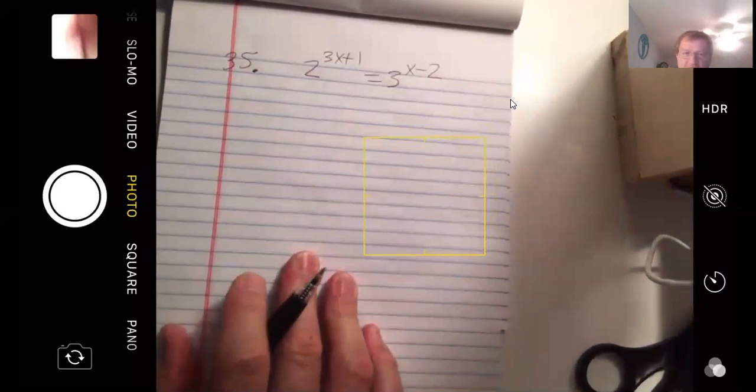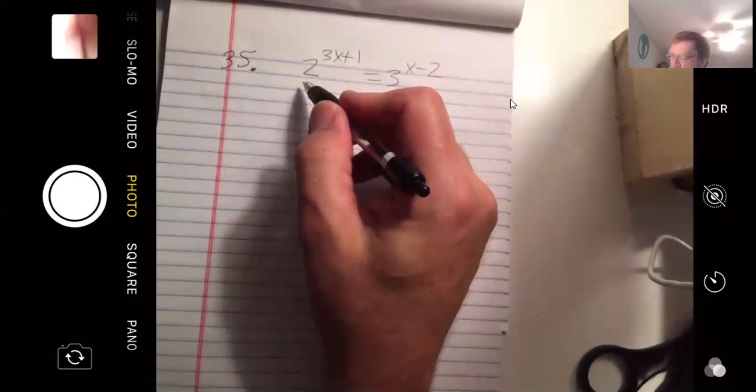All right. Why don't we try another one here? Something with more algebra. Might be something like 35. 2 to the 3x plus 1 equals 3 to the x minus 2. Once again, you don't really want to mess with log base 2 here.